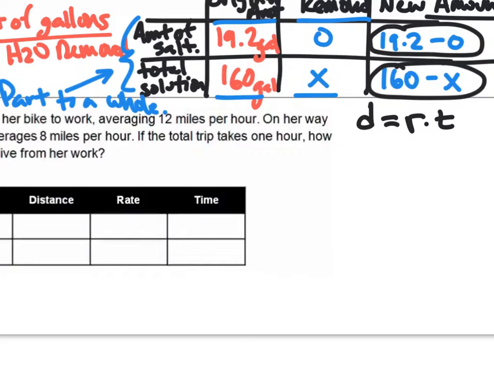And so that's a pretty standard equation. You'll see that pop up over and over and over again. D equals, what is that? Distance is equal to the rate at which you travel times the time.